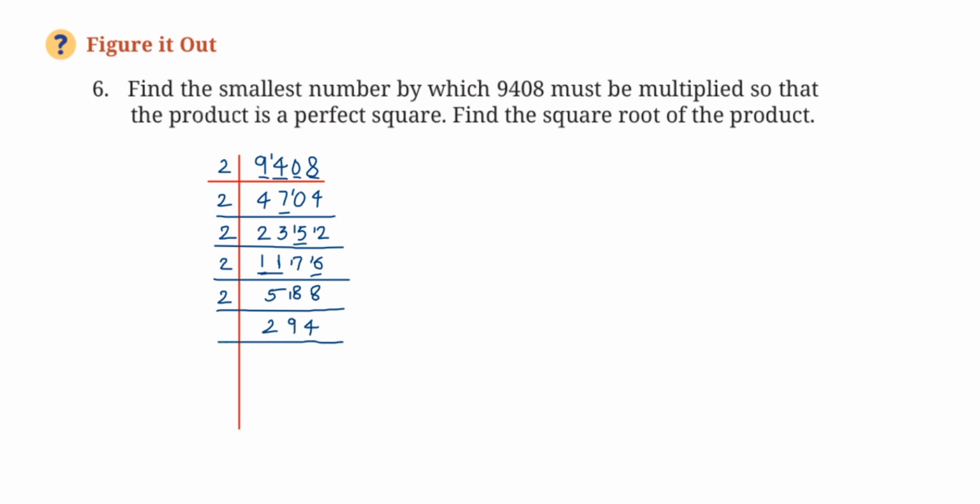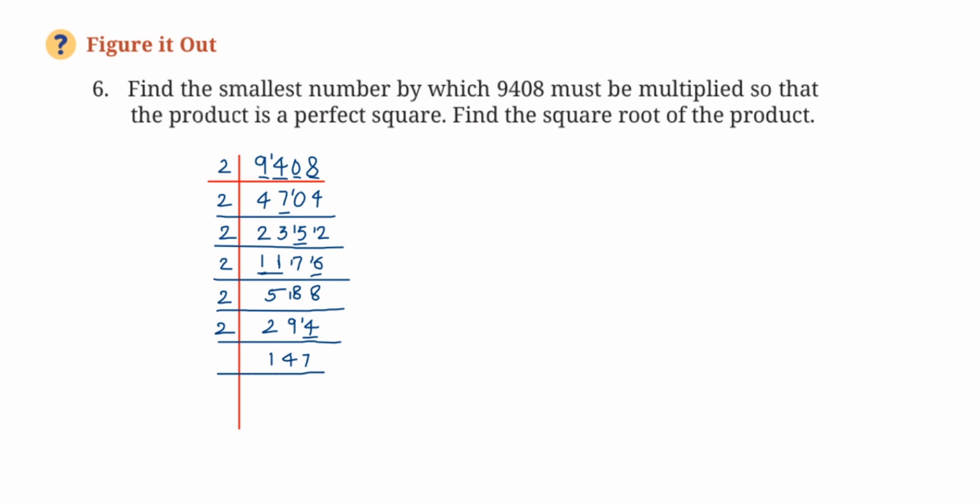Again it's an even number, so we'll take 2 again. 2 times 1 is 2. 2 times 4 is 8. 1 is a remainder. We have 14. 2 times 7 is 14. Now this is an odd number, so it's not divisible by 2. So the next prime number after 2 is 3.